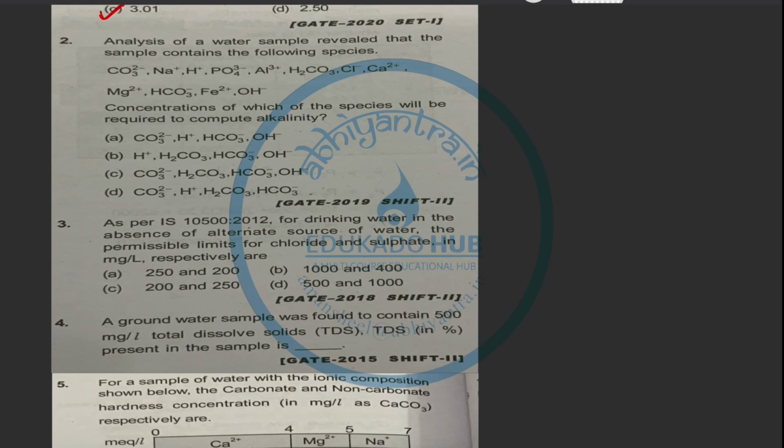So now let us do question number 2, which is: The analysis of a water sample revealed that the sample contains the following species. So these are the compounds that are mixed in the sample of water. Concentration of which of the species will be required to compute alkalinity? See, what is alkalinity first of all?